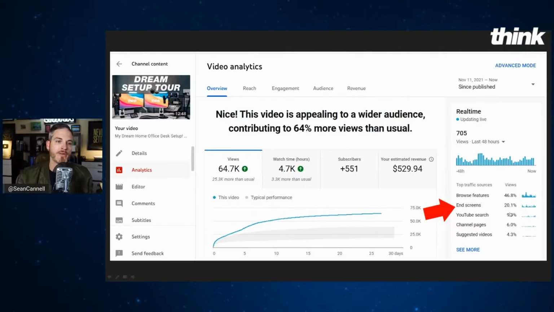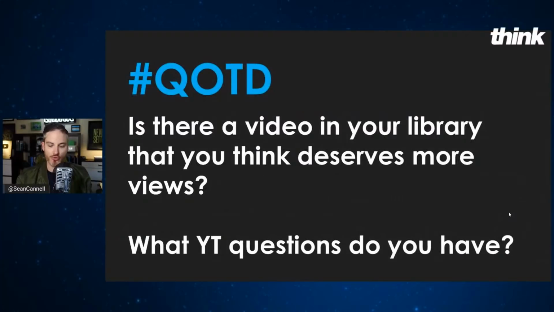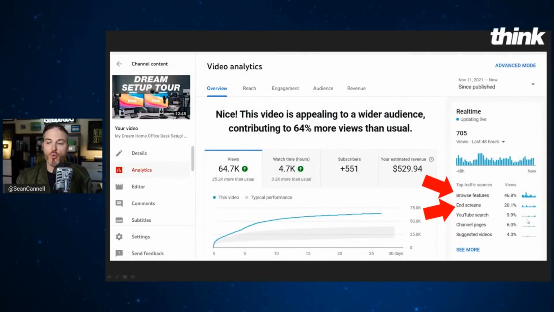And then watch. Here's the full length video, which was doing well on its own. Browse feature is pretty good, 46%. But friend, the end screen is 20% of end screen views. So out of 705 views every 2 days, that's 141 views driven by end screens from the other video. Crazy, right?